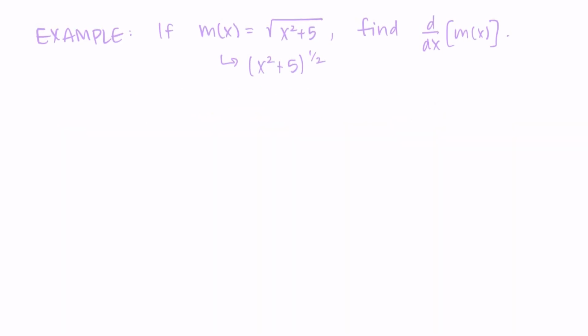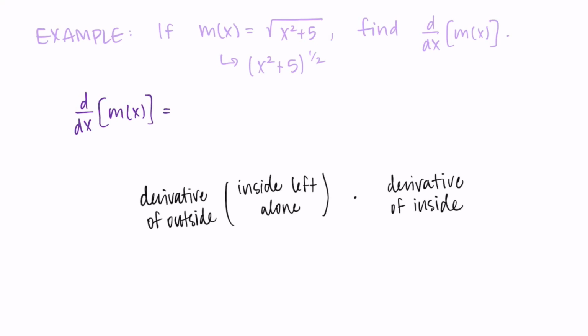I'm going to do this with every example, but once we get more comfortable, we don't have to always write out the inside and the outside functions. We can just think that the derivative of a composition is the derivative of the outside function, with the inside function left alone as the input, times the derivative of the inside function. So here, my outside function is like the something to the 1/2 power. So I'm going to use power rule on that. The 1/2 comes in front, I leave the inside the same, and I decrease the power by 1. Then I multiply by the derivative of the inside function, the derivative of x squared plus 5.